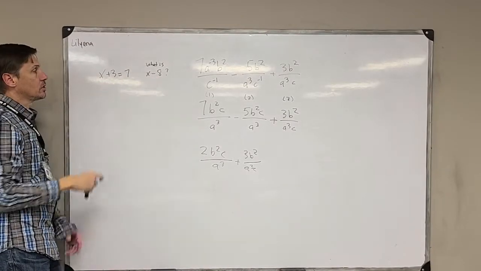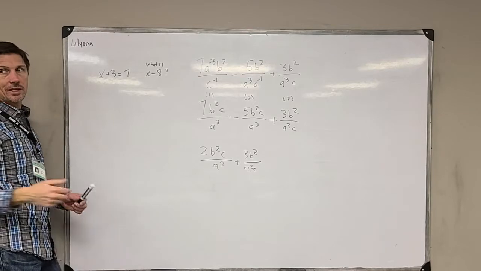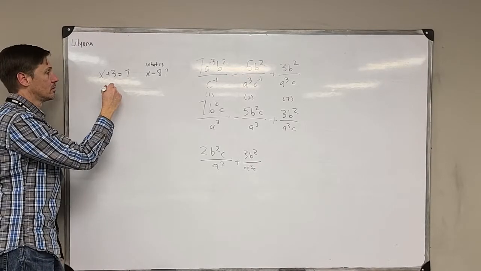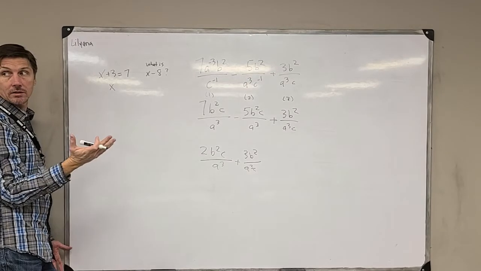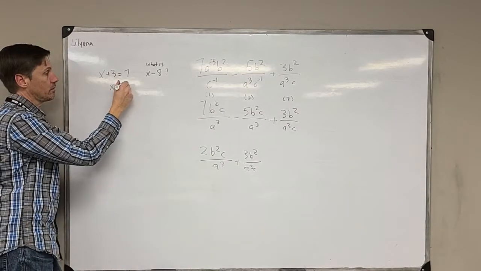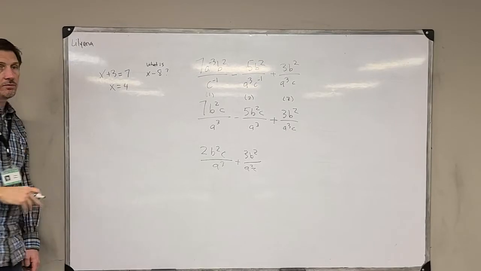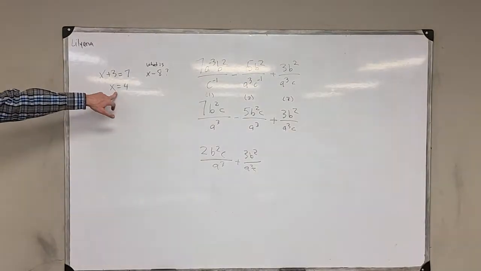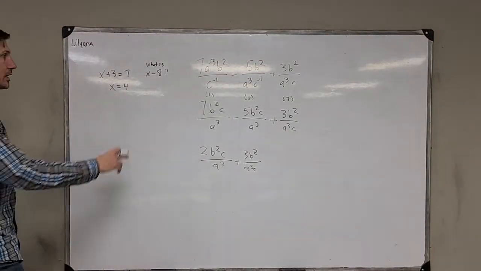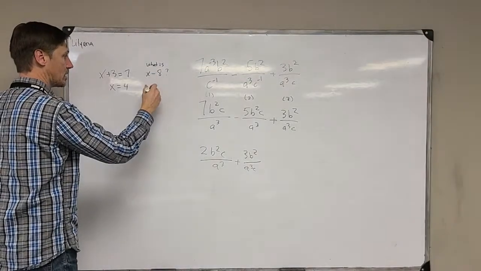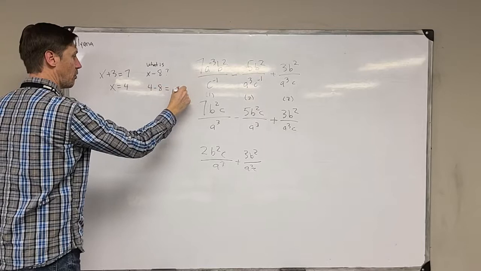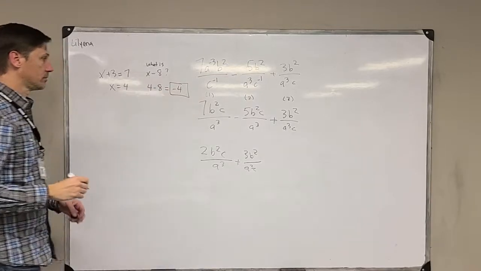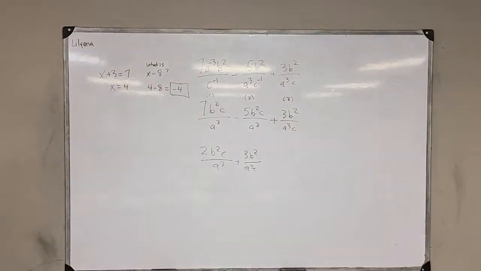Okay? So x plus 3 equals 7. That's pretty straightforward. What is x? We just subtract 3 from both sides, and we get x equals 4, right? Super simple. We've done that plenty of times. Now that we know what the value of x is, we can plug in x to this, and when they say, what is x minus 8? Well, it's whatever 4 minus 8 is, which equals -4. So that would be our answer for that one.